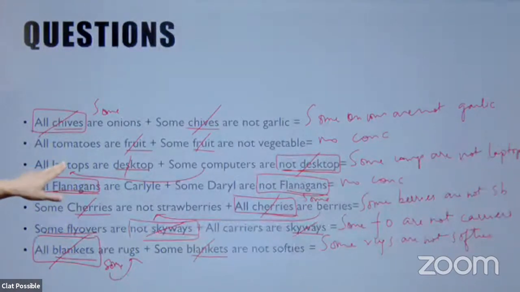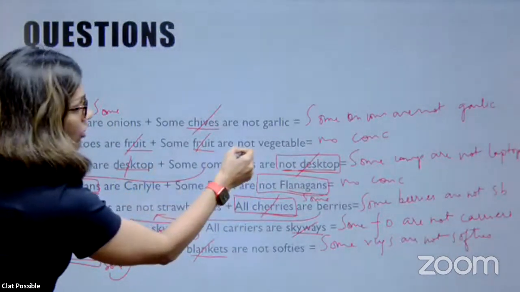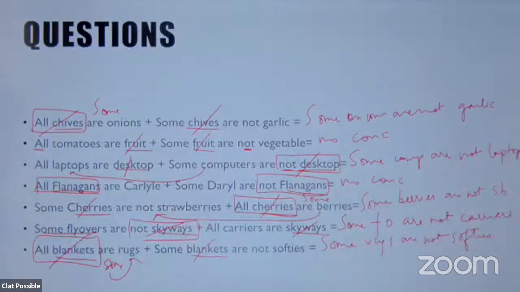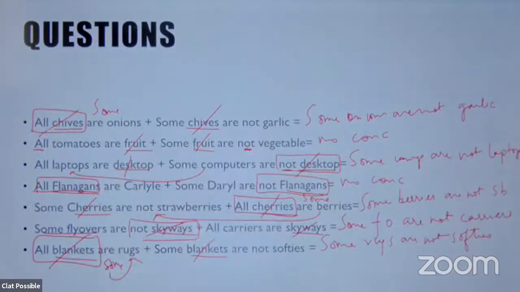So second one, neither is the middle term written with all, nor is it written with not, hence no conclusion. I am checking either it's written with all or with not. That's where I'm getting my answers. There was one case here, it's written with both, and here it's written with neither. So I told you, both will also give me no conclusion, neither will also give me no conclusion. Right?